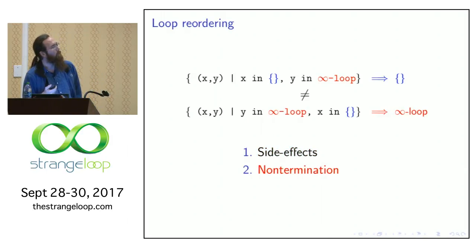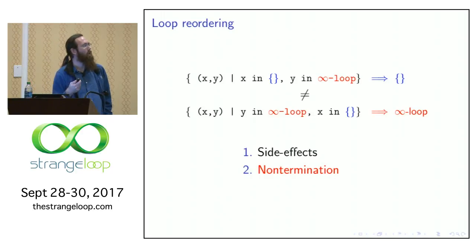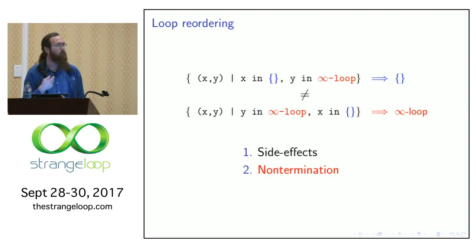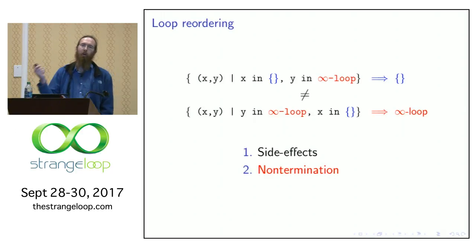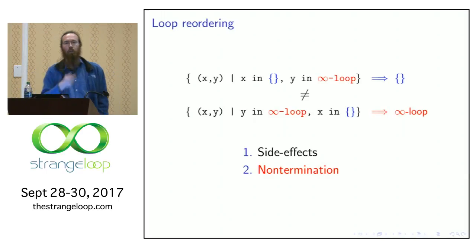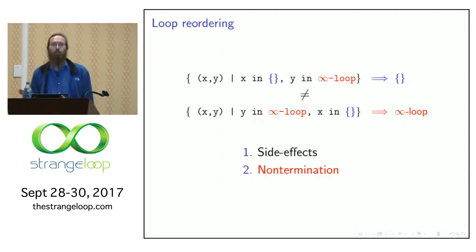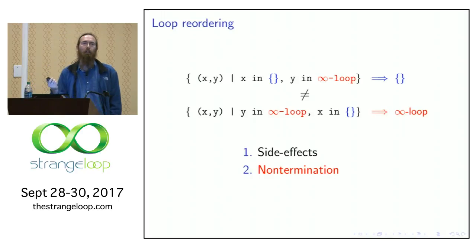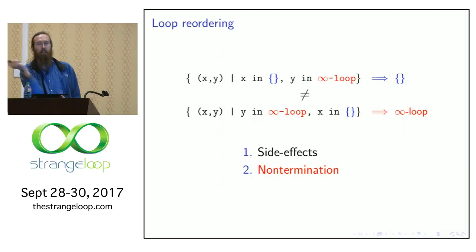Okay. The other one is a little more tricky, which is non-termination. So let's suppose one of the expressions for a set I'm looping over is the empty set, right? Which I'm representing here as curly braces, closed curly braces. And let's suppose the other expression I'm looping over doesn't terminate. It infinite loops, right? So I've represented that here with literally an infinite loop.